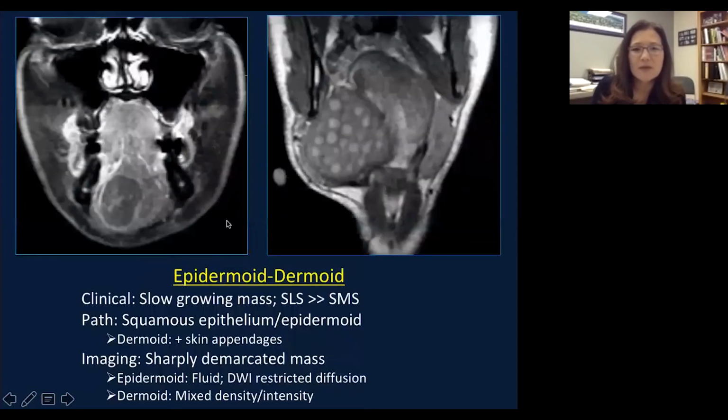Back to one more case. This is a case of epidermoid in the floor of mouth, another differential diagnosis when you see a cystic mass lesion in the floor of mouth. Imaging findings: a sharply marginated region with fluid density. Sometimes you see multiple cystic components, and this is a case of dermoid epidermoid complex in the floor of mouth.